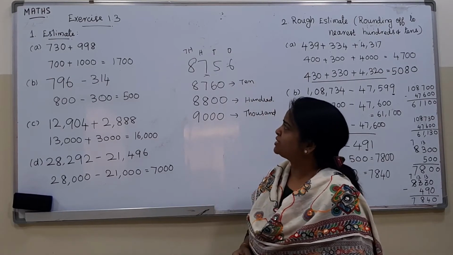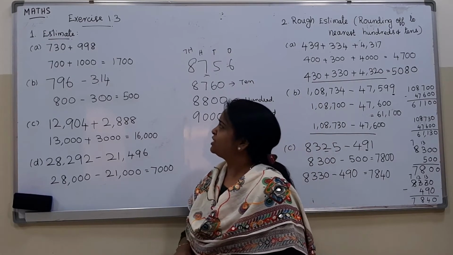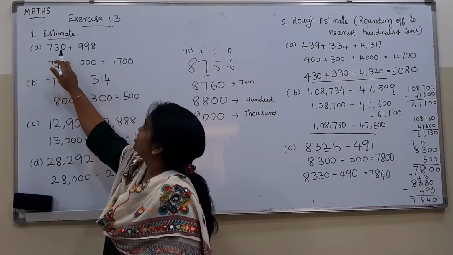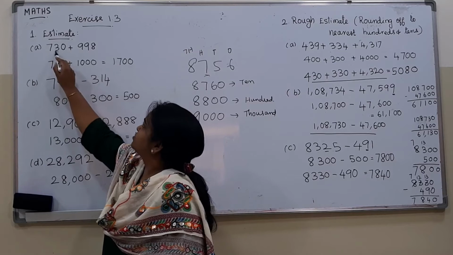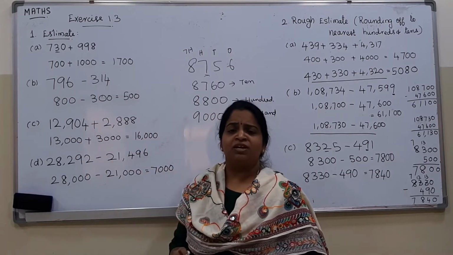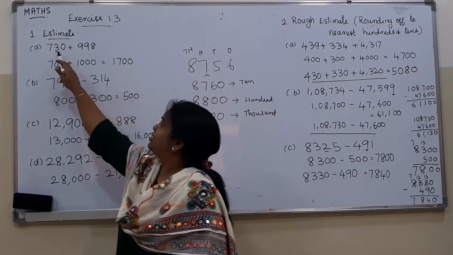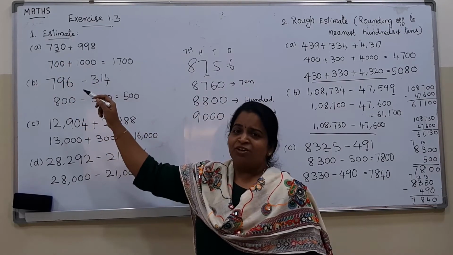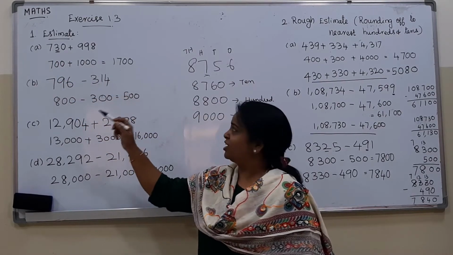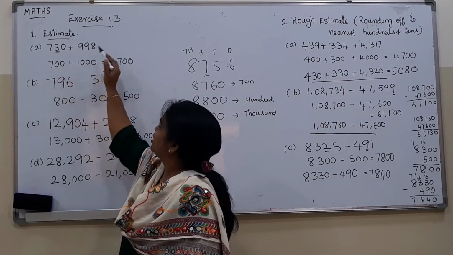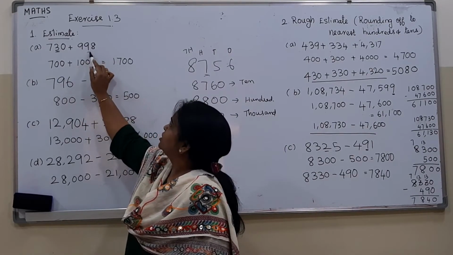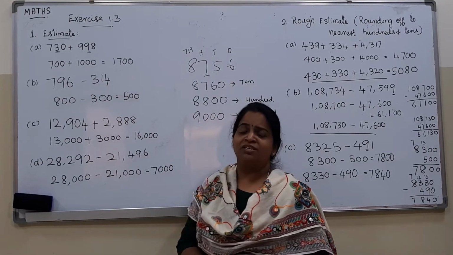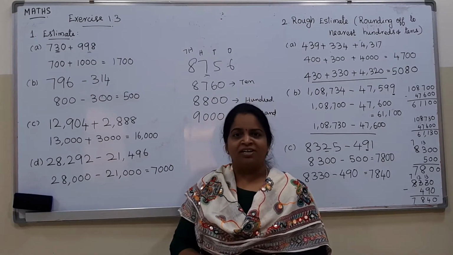What is the first sum? Estimate. We are going to estimate to the nearest tens. Here, see, 730. Check the number in the tens place. We are checking the number in the tens place, which means we round off to the nearest 100. So it is 700. The other digit is more than 5, so it becomes 1000. 700 plus 1000 equals 1700.